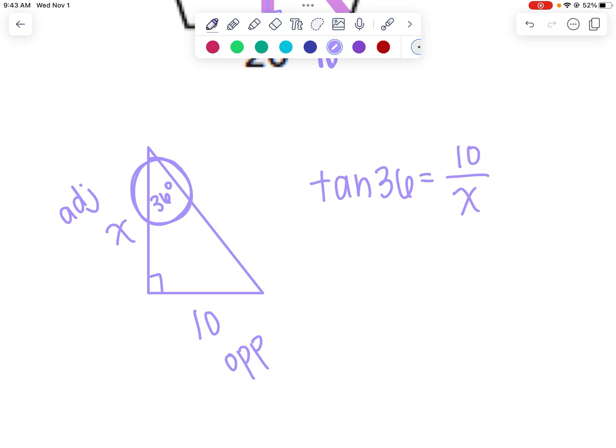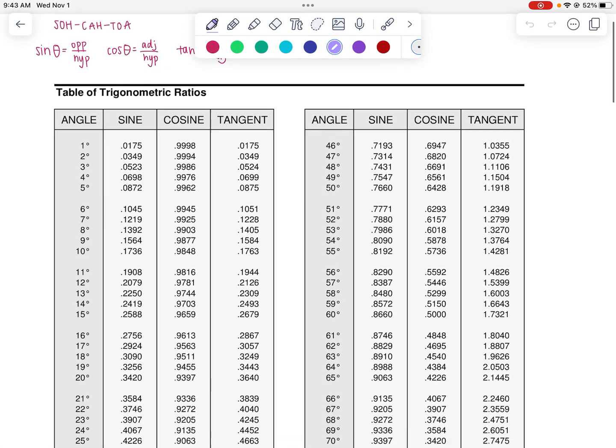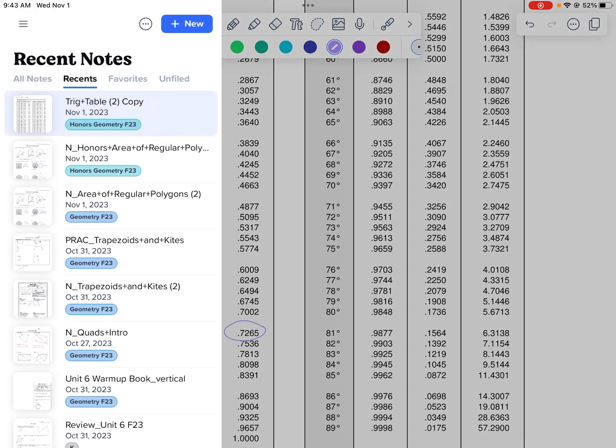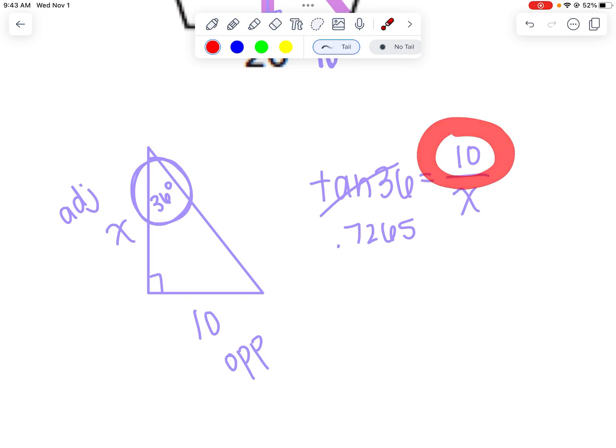Now from here, if you still have your pink paper, great. Go to your pink paper, figure out what tangent of 36 is. So go look it up on your chart. So tangent of 36 was 0.7265. Remember, whenever x is high, we multiply. Whenever x is down, we divide. And I would do the bigger number first. Okay, that's if you have your pink paper.